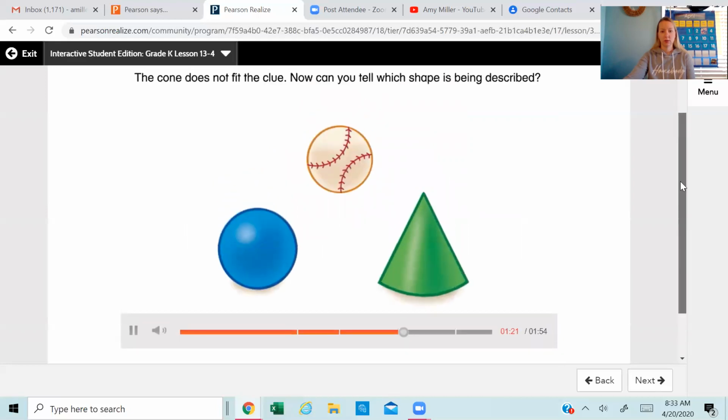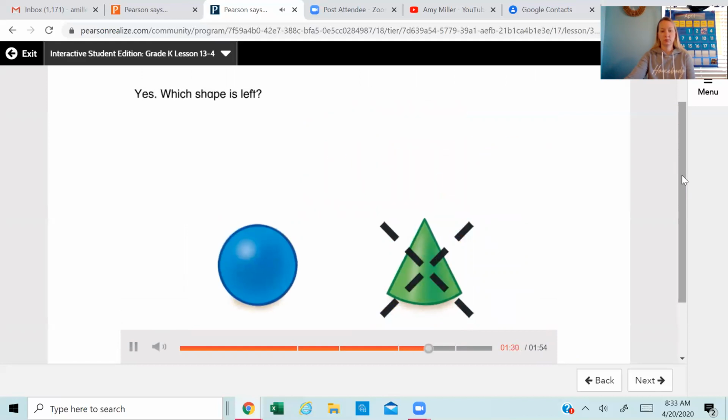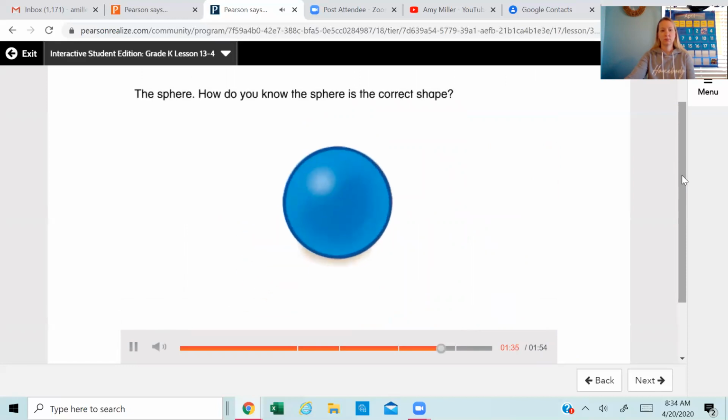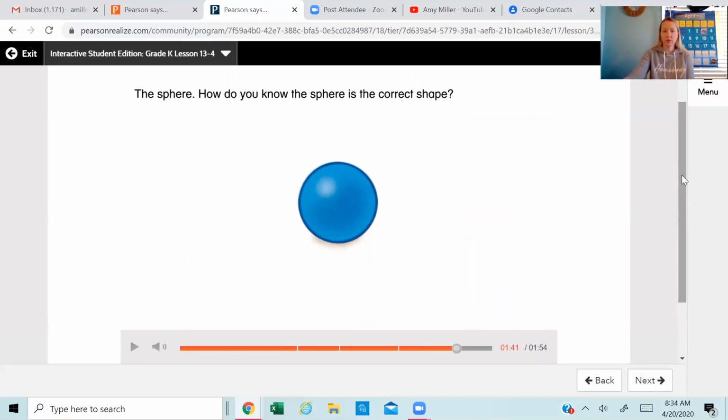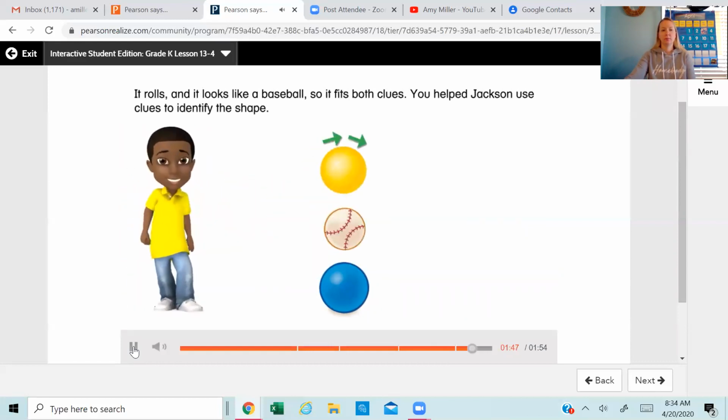Let's go ahead. The cone does not fit the clue. Now, can you tell which shape is being described? Yes. Which shape is left? The sphere. How do you know the sphere is the correct shape? Let's find out. It rolls and it looks like a baseball, so it fits both clues. You helped Jackson use clues to identify the shape.